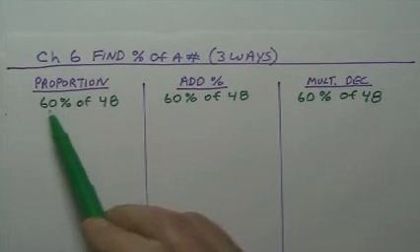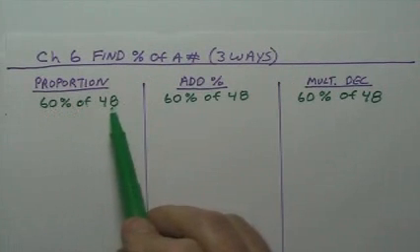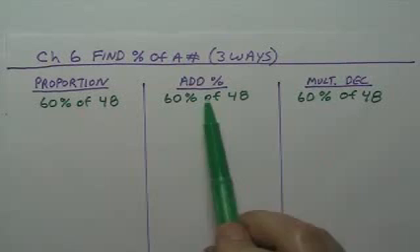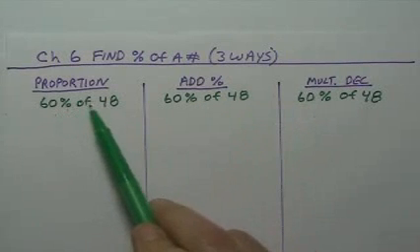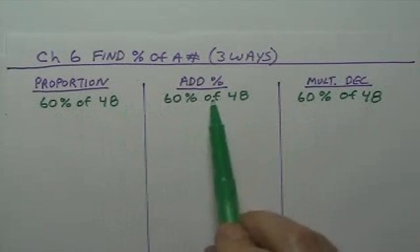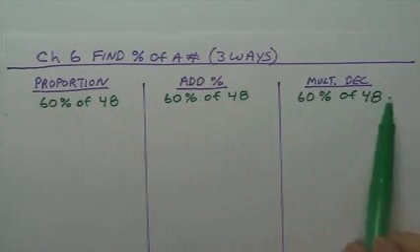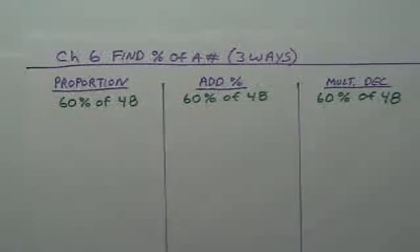Our first problem is going to be find 60% of 48. I'm putting that down 3 times, 60% of 48, because we're going to show this 3 ways.